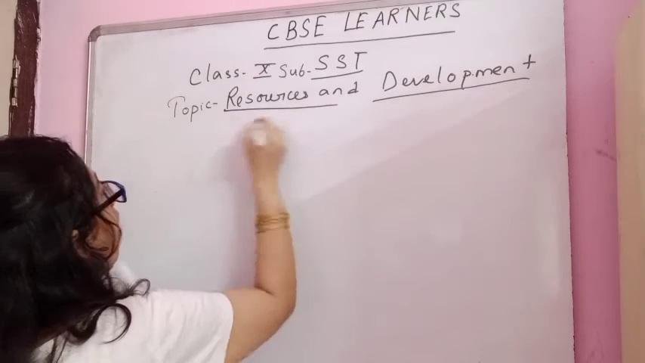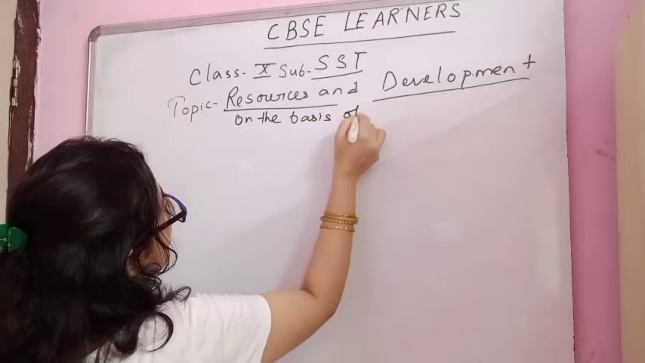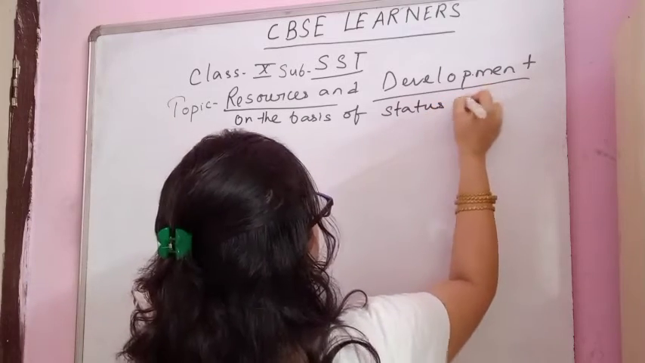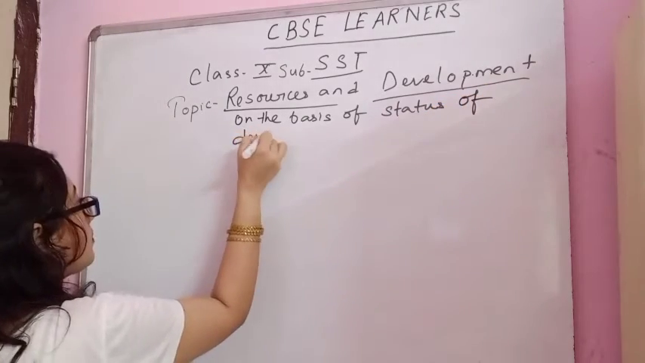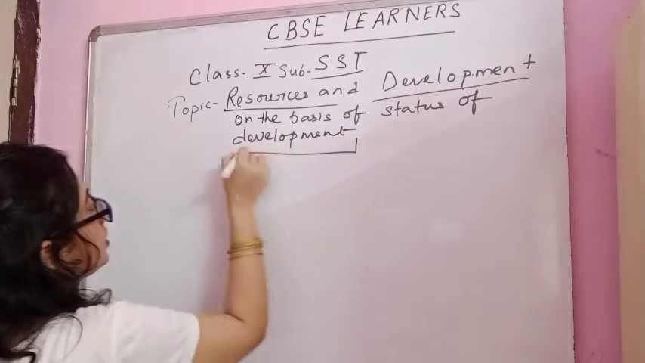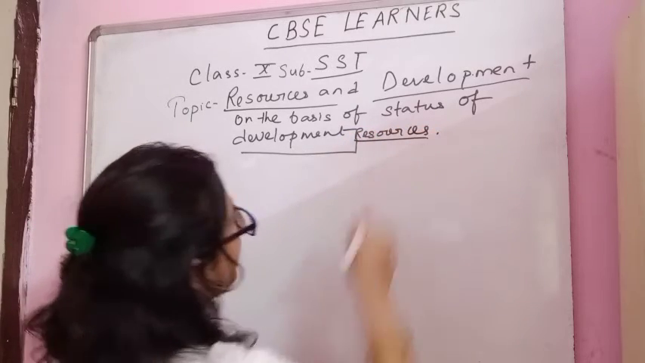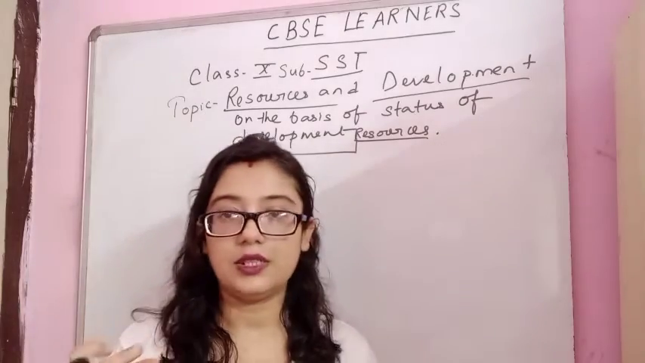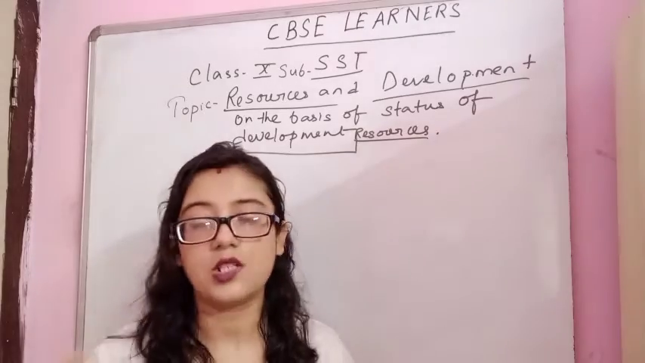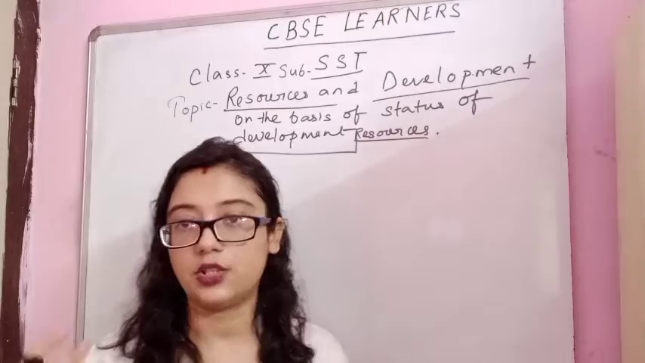On the basis of status of development, we will classify the resources. Now what do you mean by it? It was very easy when you understood origin, because resources are classified on the basis of origin. It was easy for you to understand the term exhaustibility too. I don't know how many of you know the status of development.